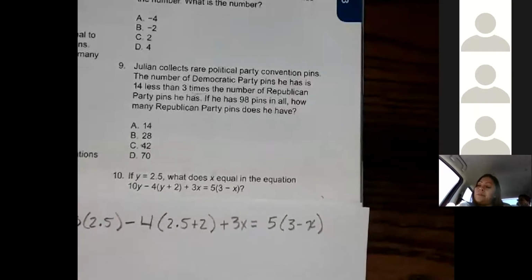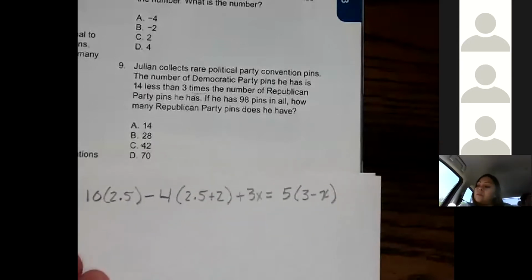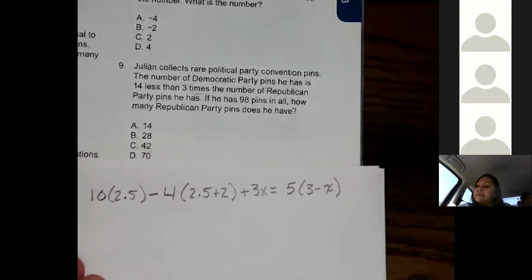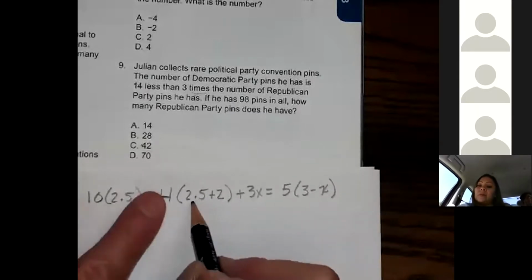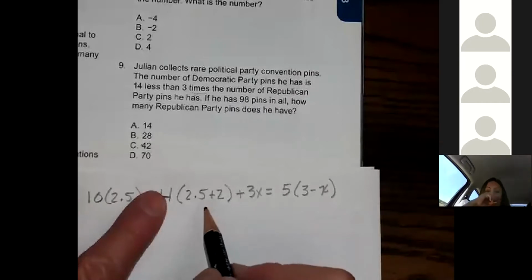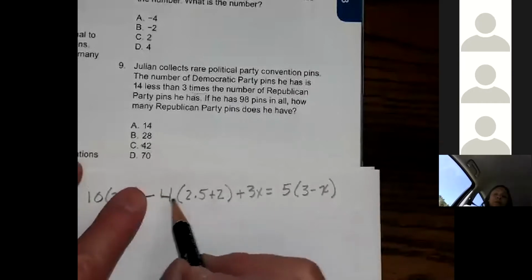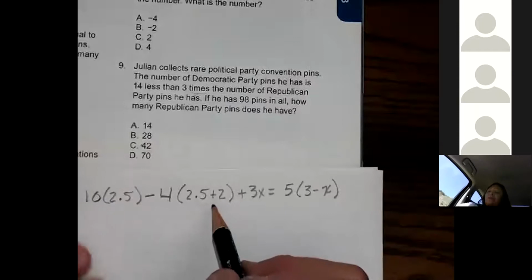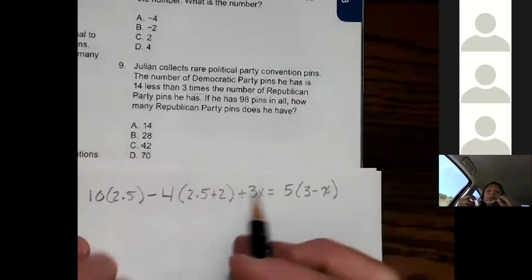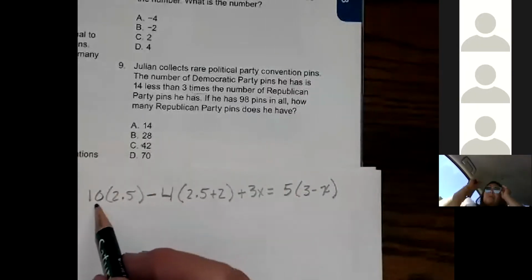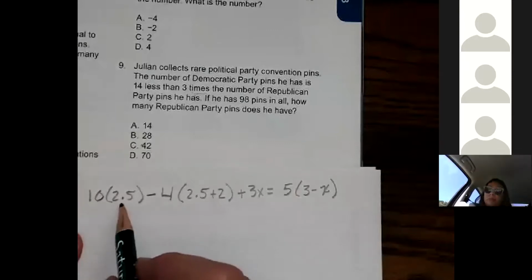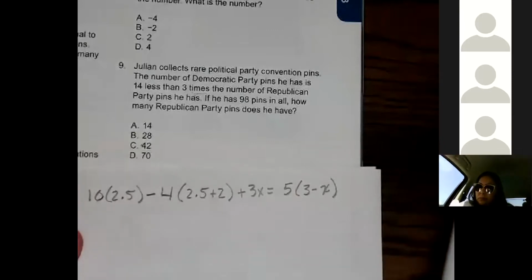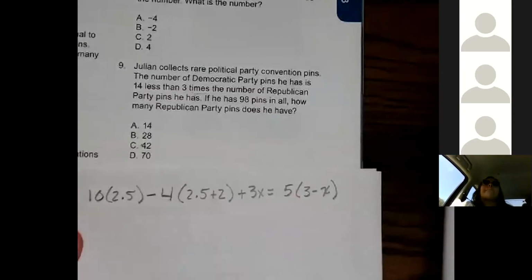I don't know how many times today I've said the first thing that you should do in an equation like this, the first thing that you should do in any equation, if there's just some plain old numbers you can add up or multiply or whatever, do that. So I'm going to start over here. 10 times 2.5. Oh, that comes out to be 25.